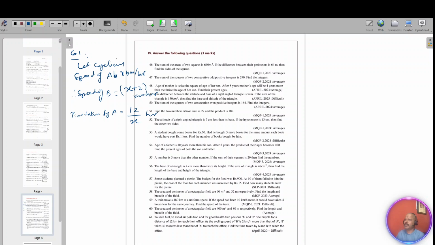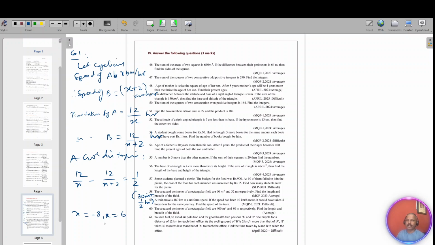Then according to the given, the difference between the times is 30 minutes less. Make sure everything is given in hours. 30 minutes converts to half hour. According to the given, 12 by x minus 12 by x plus 2 equal to half, because 30 minutes is equal to half hour. Solve this. Once you solve, you get x is minus 8 and x is 6.